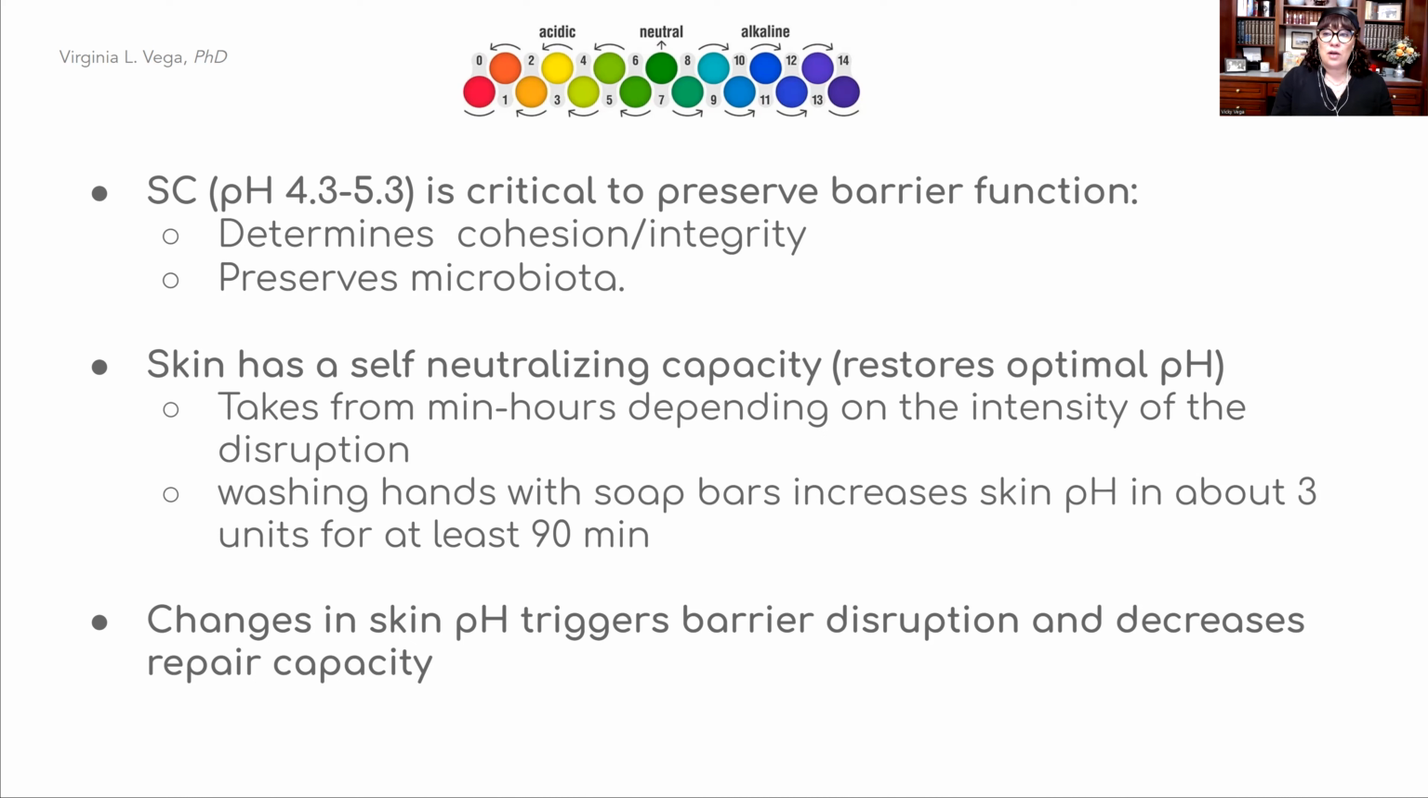So most of the people wash their hands, hopefully, more than 1 time per day. So you can have a very constant disruption of the pH in your hands, and that can produce a skin condition. The other thing that is important is the changes in the skin pH trigger barrier disruptions and diseases, and decrease the capacity of repair. So if your skin is constantly subjected to non-physiological skin pH, you can have a lower repair capacity, and you can have issues with wound healing, for example.